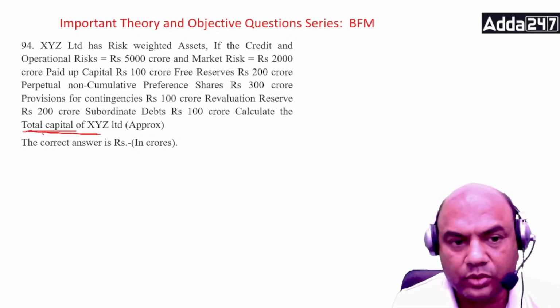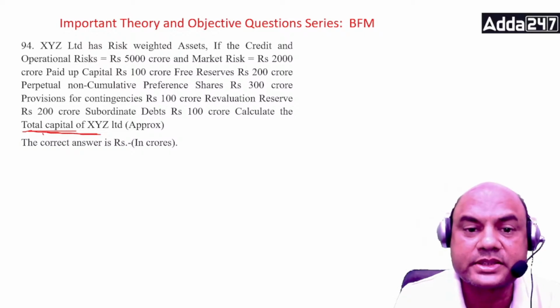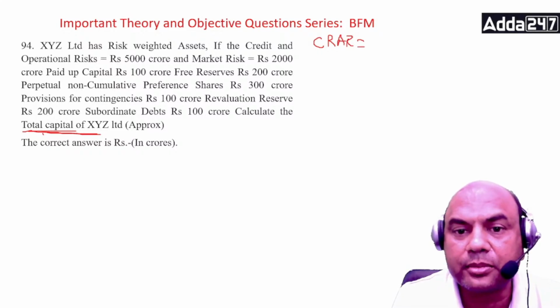Now let's see how to calculate the capital. Firstly, understand the formula. Where has this come from? This has come from CRAR. CRAR is known as Cooke's ratio. So capital upon RWA.